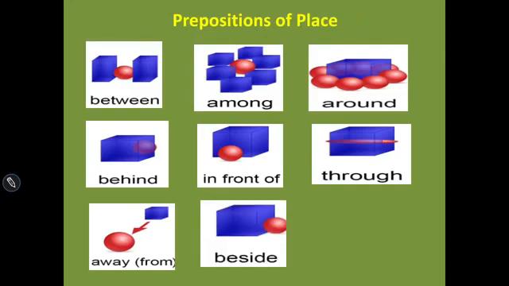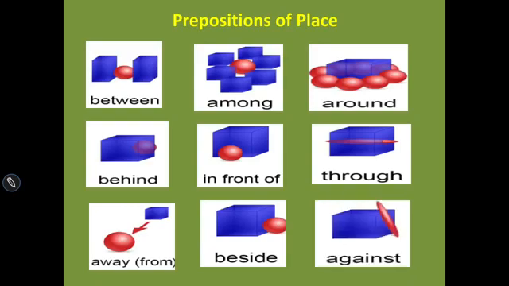Next is beside, means by the side of. Where is the ball? It is by the side of, or beside, the box. Yes, in this picture, what is the position of this ball? It is against. When a particular thing is standing in such a way that the top part of it is joining the box and from the bottom side it is far away from it. Just as have you seen a ladder standing against the wall.